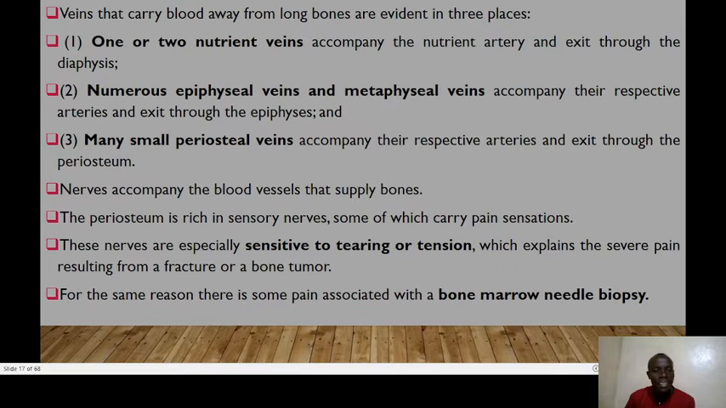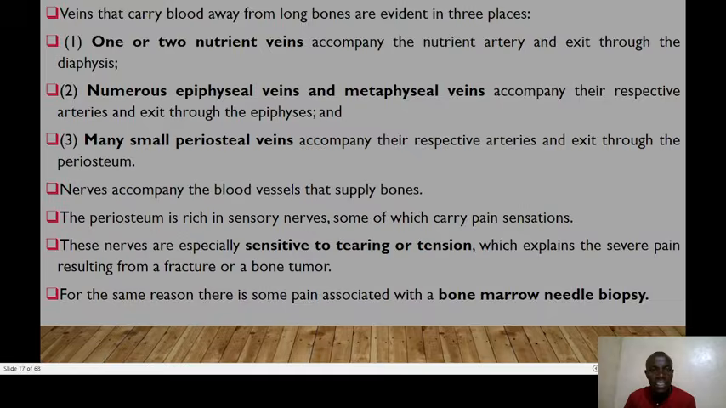Nerves accompany the blood vessels that supply the bones. The periosteum is rich in sensory nerves, some of which carry pain sensations. These nerves are especially sensitive to tearing and tension, which explains severe pain resulting from a fracture or a bone tumor. For the same reason, for those patients who are undergoing diagnostics such as bone marrow or needle aspiration, there is normally pain associated with it, courtesy of the bone being richly supplied with sensory nerves, some of which carry pain sensations.